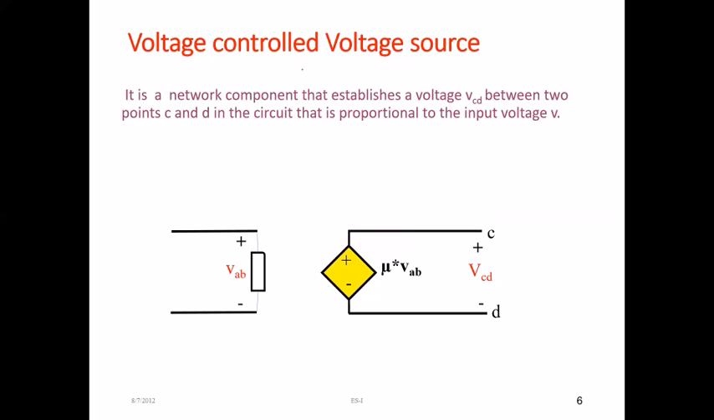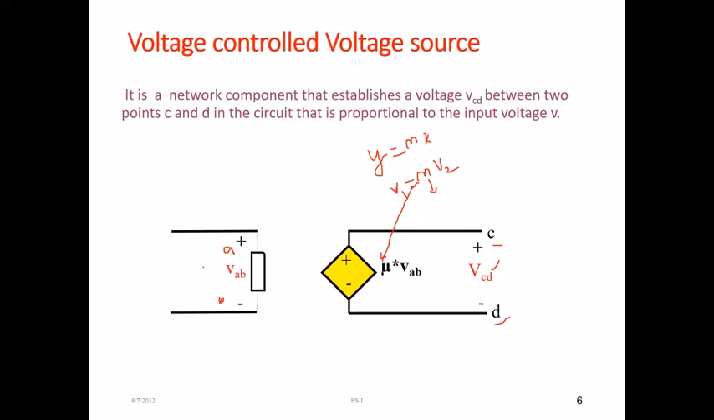Last one is voltage dependent voltage source. That means voltage across C and D, VCD, depends upon voltage across the terminals A and B. Okay. So if you consider Y is equal to MX, in this case, Y is also voltage and X is also voltage. So V1 is equal to M into V2. Obviously M does not have any units, it is a constant. Let that constant be indicated by mu.